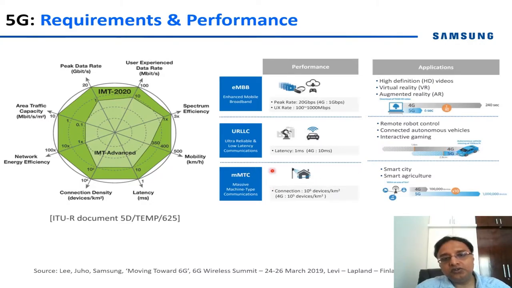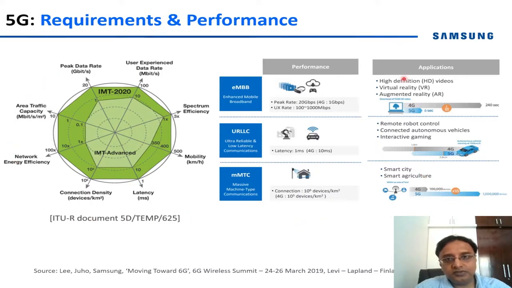The third category is massive machine type communication, which is to say, talk about how many devices, the smart homes and the smart use cases of putting IoT nodes are well connected over the network, right? So connection density is key here. While in case of 4G we had 10^5 devices per square kilometer, it will go up 10 times. And the typical use cases are smart cities, smart agriculture, things like that, right? So it shows that there's a 10x improvement expected in case of 5G.